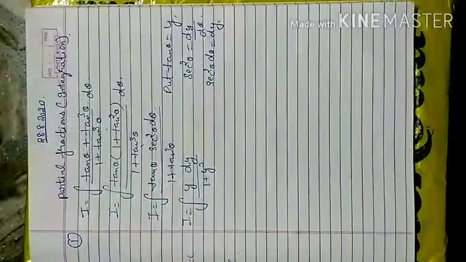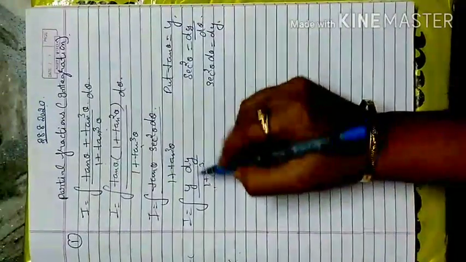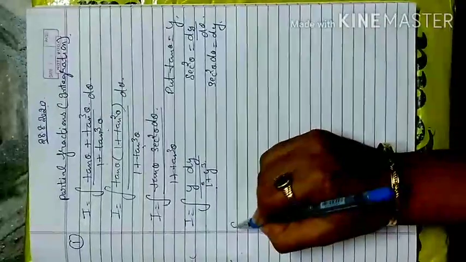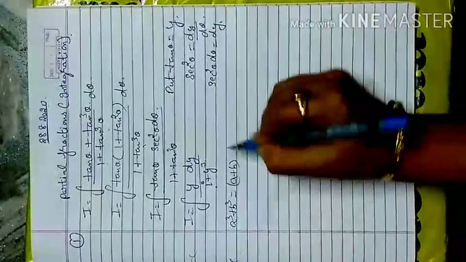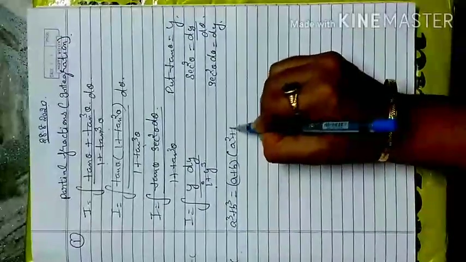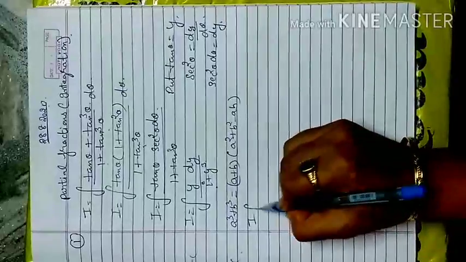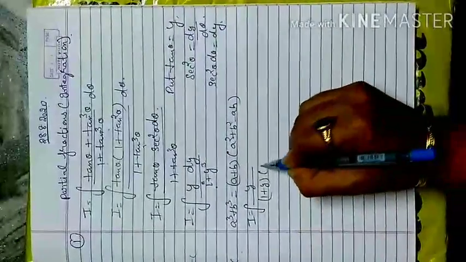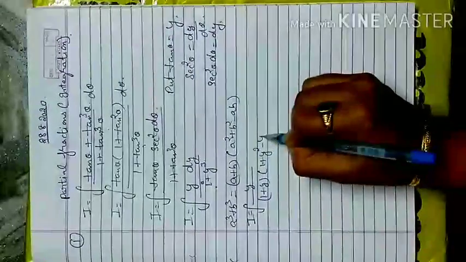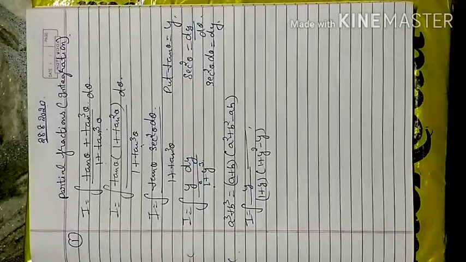Now, though it is a proper fraction, we need proper factors in the denominator. Here we have a cube plus b cube, and the formula is a plus b times a square plus b square minus ab. I apply the formula in the denominator to separate the terms, so that it becomes 1 plus y times 1 plus y square minus y.